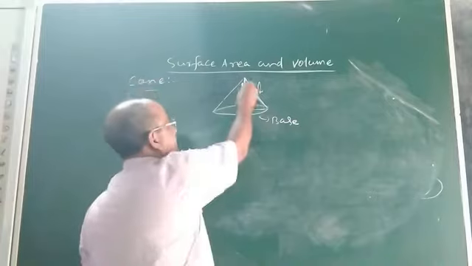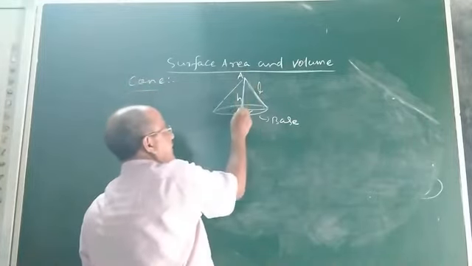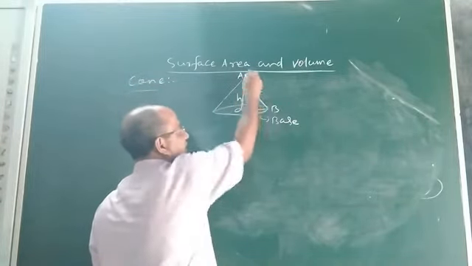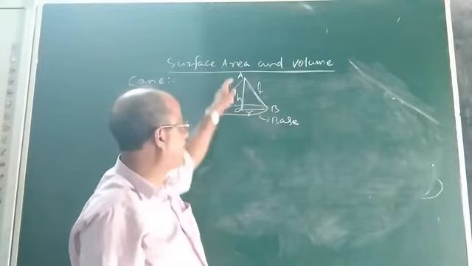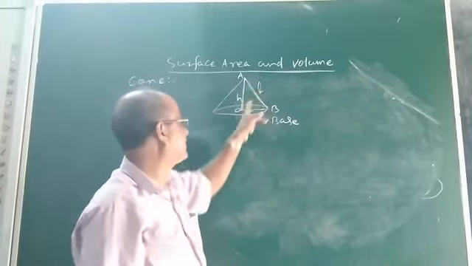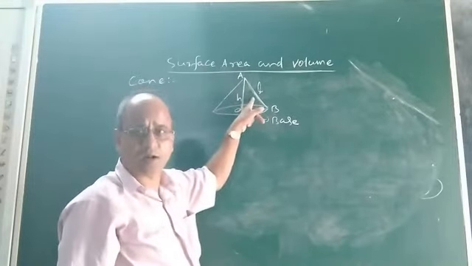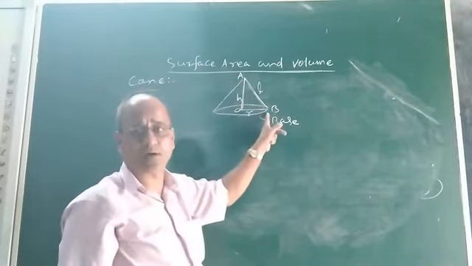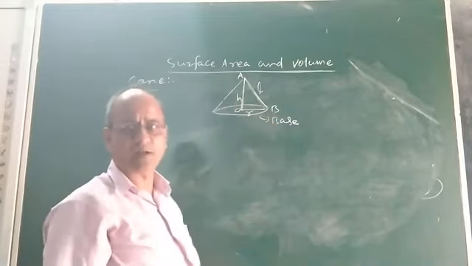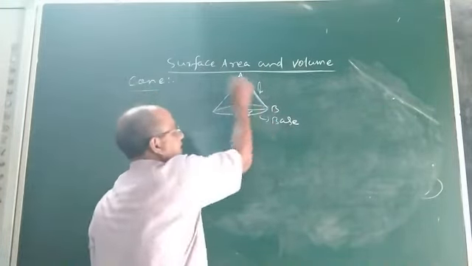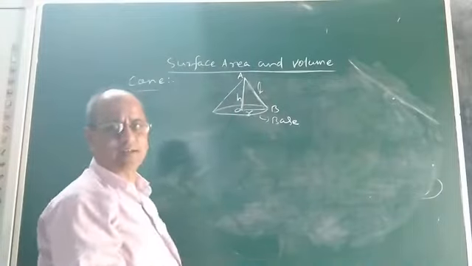This is a right triangle. Suppose A is the vertex and O is the center. AB is the slant height of the cone, OA is the height, and OB is the radius. This is a right circular cone, which means the height is perpendicular to the radius of the base, so it is called a right circular cone. So this is the right triangle AOB. How do we find the slant height?